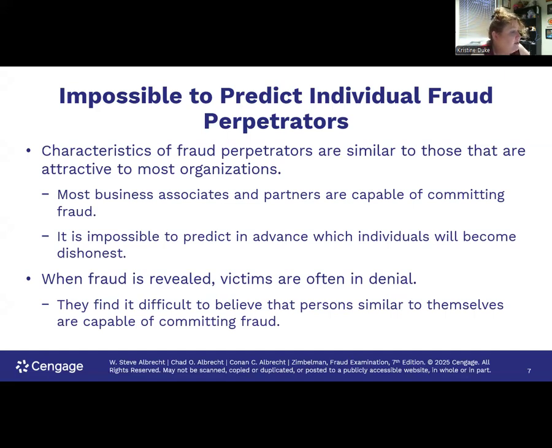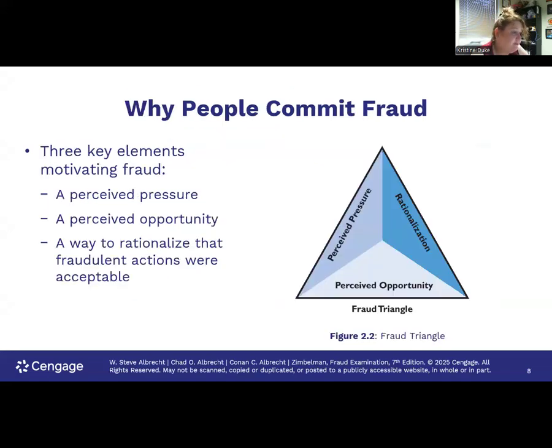Okay. So most business associates and partners are capable of committing fraud. It is impossible to predict who is going to be dishonest. When fraud is revealed, victims are often in denial because they can't believe that it happened. They can't believe they fell for it.